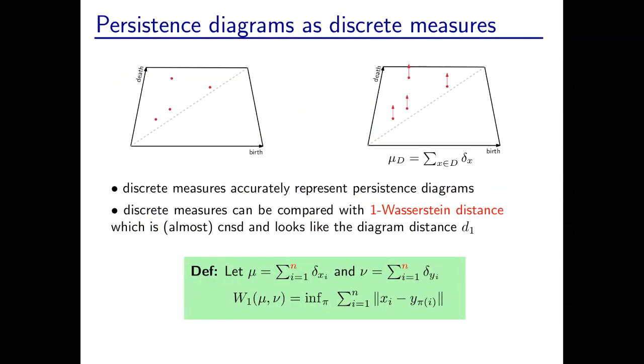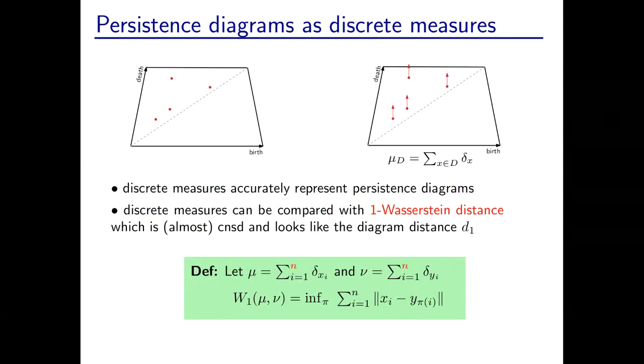Now, another possibility, as I mentioned before, is to use Berg's theorem, building a Gaussian kernel for diagrams. And for this, we're going to see diagrams as measures. When I say this, I just mean that each diagram, which is a set of points, is going to be turned into a measure by looking at sums of Dirac measures centered on the points. And that's interesting because I was mentioning before the Wasserstein distance between measures. This Wasserstein distance has many good properties, and we'll see that one of them is to be almost CNSD.